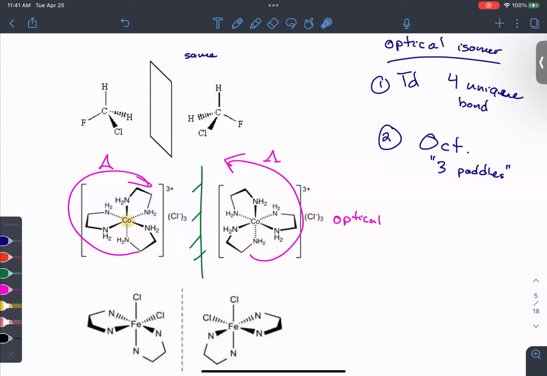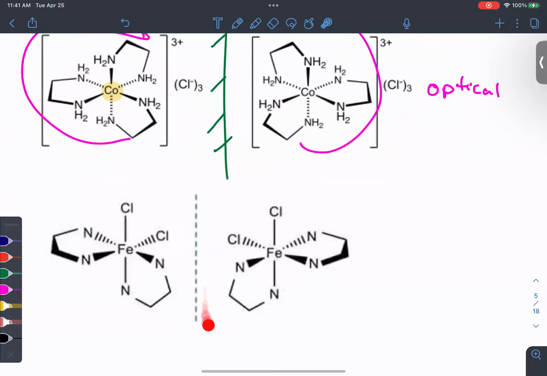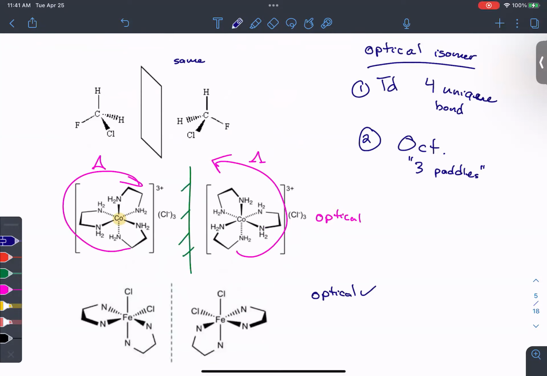All right. Okay, what about this next one? I'm trying to show you that these are mirror images. So are those mirror images optical isomers, or are they the same molecule? What do we think? The same molecule? You sure about that? No. Yeah, they're actually not the same molecule. These are also optical isomers. So that is kind of the last criteria or option for octahedrals.